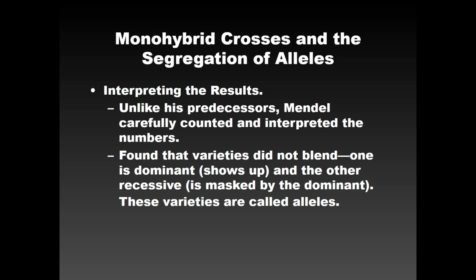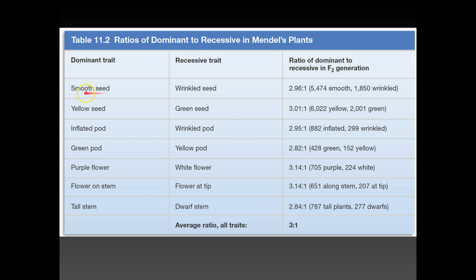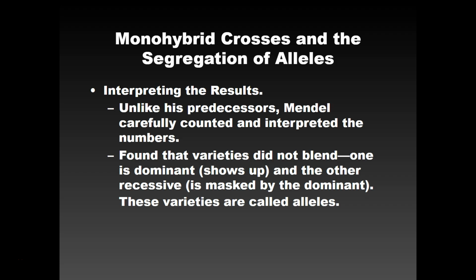And he found that varieties did not blend. One is always dominant and the other one is always recessive. And those two traits he called alleles. So in this case, if you have a smooth seed and a wrinkled seed, each of these you would call an allele. So you would have a smooth seed allele, you would have a wrinkled seed allele. And he found that they didn't mix. So you couldn't have some combination of smooth and wrinkled, like halfway wrinkled or whatever. And that's one of the reasons why he was very lucky, because as we're going to see later, some genetic crosses do actually combine. So he called those different varieties alleles.